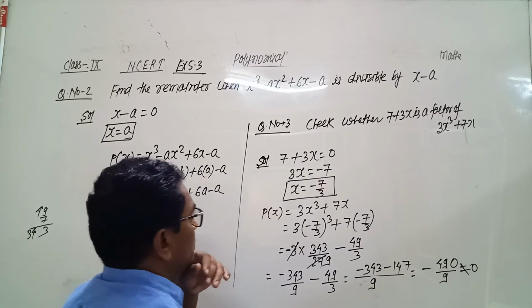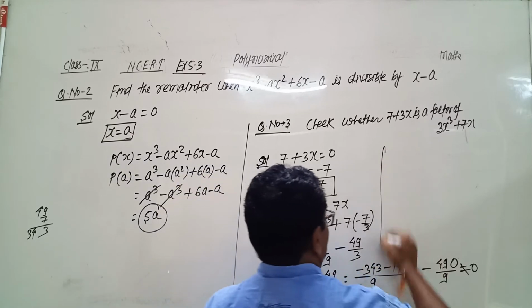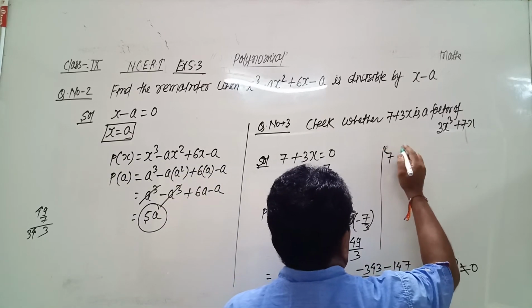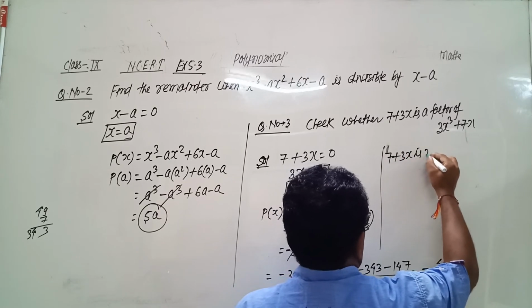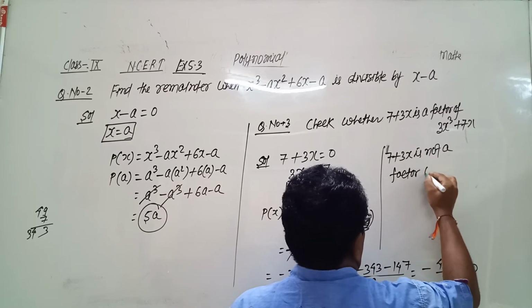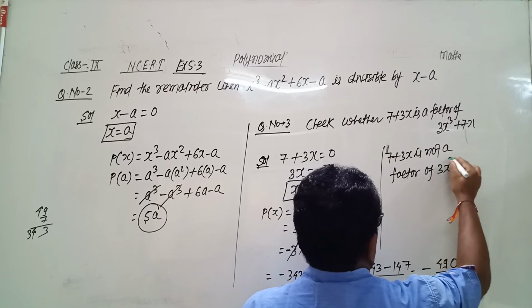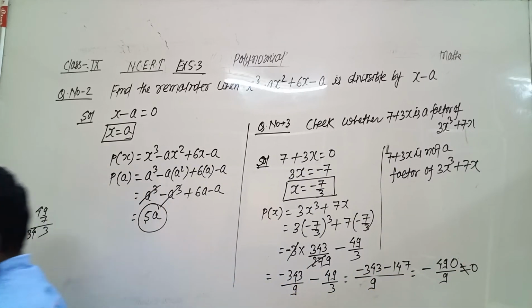So we can conclude that 7 plus 3x is not a factor of 3x cubed plus 7x. The remainder doesn't come to 0. It means 7 plus 3x is not a factor of 3x cubed plus 7x.